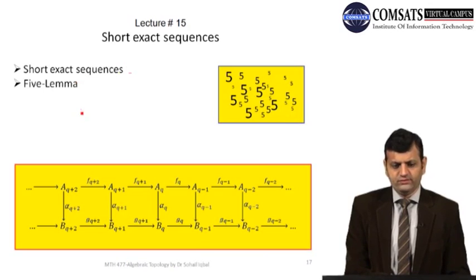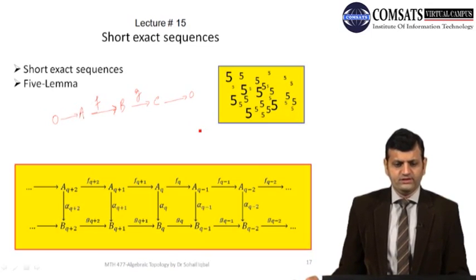So what is a short exact sequence? We know that a short exact sequence is of the form A goes to B goes to C goes to 0. Over here we assume that the image of this map, let's call it F, is equal to the kernel of this map G. If this holds, then it is a short exact sequence. If you remember, we have been using this idea of short exact sequences again and again throughout our lecture notes.